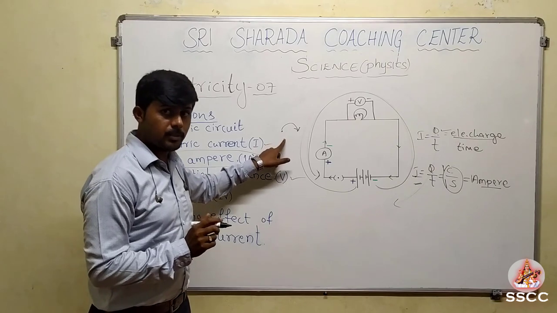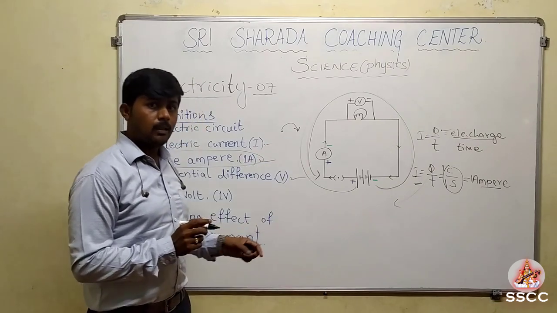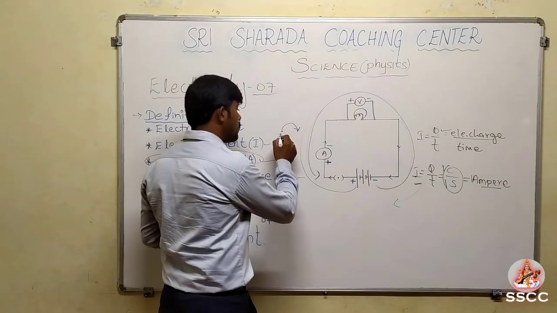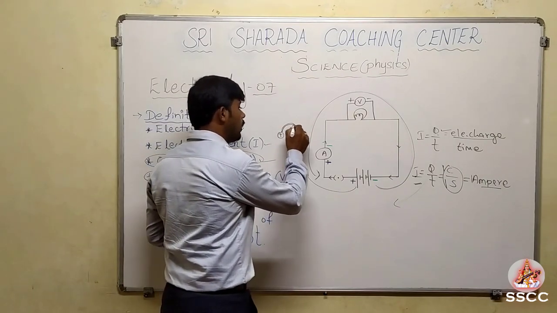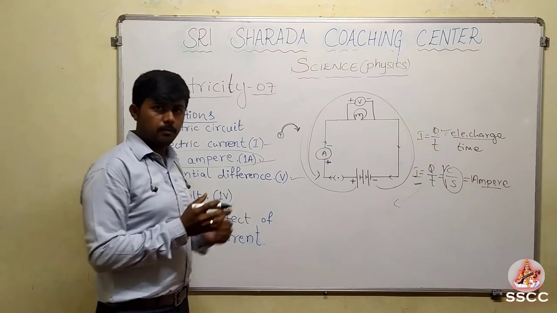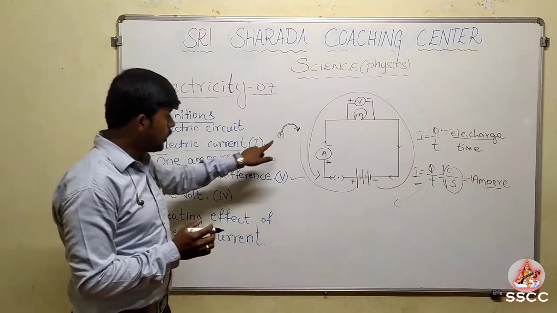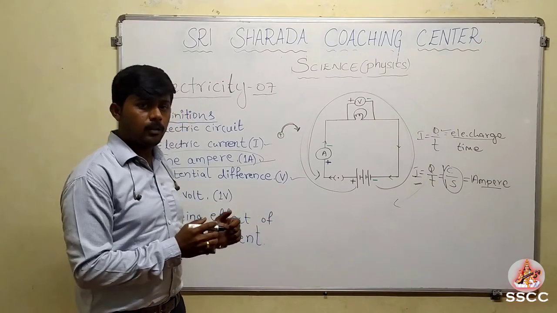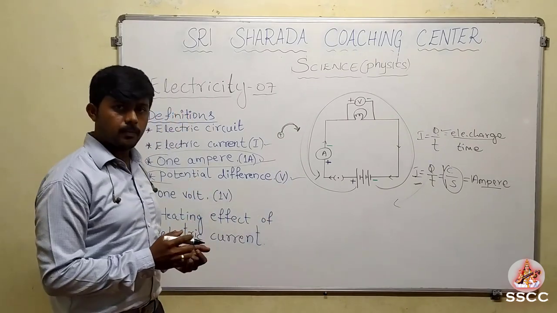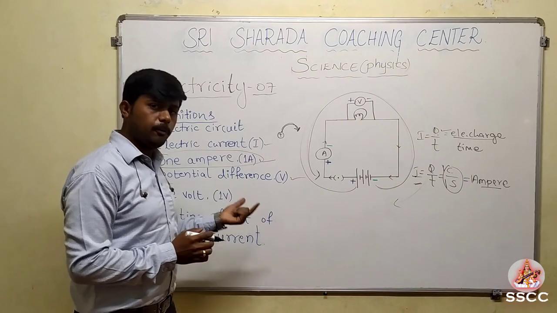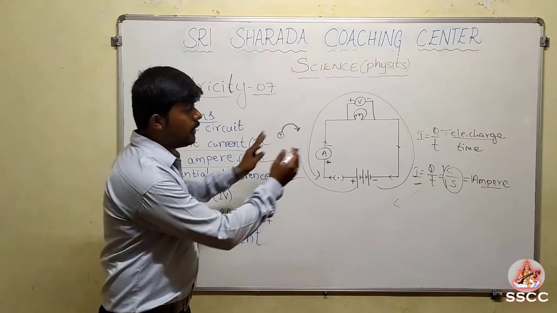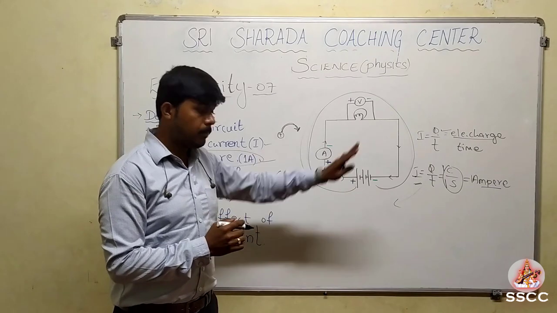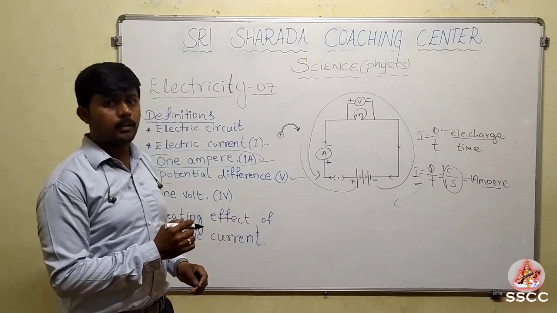The potential difference between the two terminals is the amount of work done in bringing a unit positive charge from one point to another point within the electric field. That is called the potential difference. Now, according to the definition, we can write the mathematical form of potential difference also, as we wrote the mathematical form of electric current.